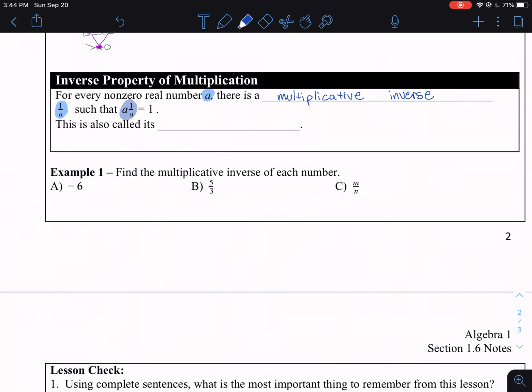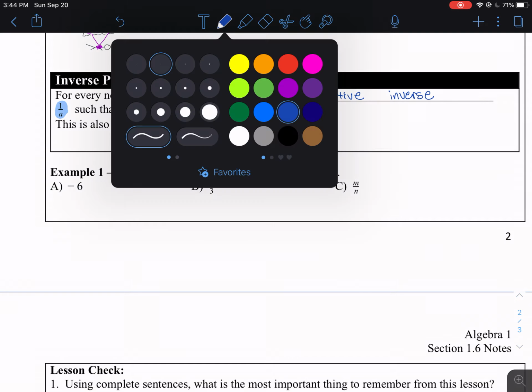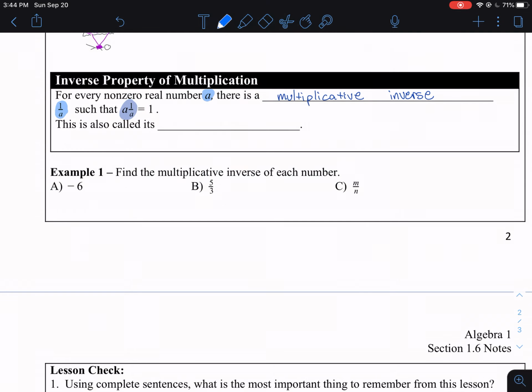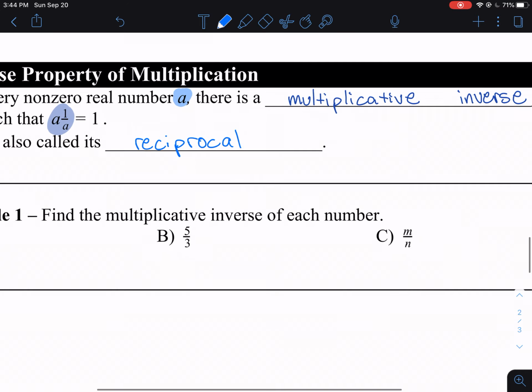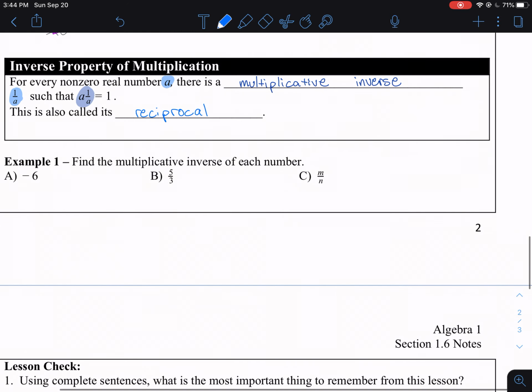Okay, cool. So multiplicative inverse is hard to say. We also call it its reciprocal. I like to say reciprocal a lot more than multiplicative inverse. Just know they mean the same thing.